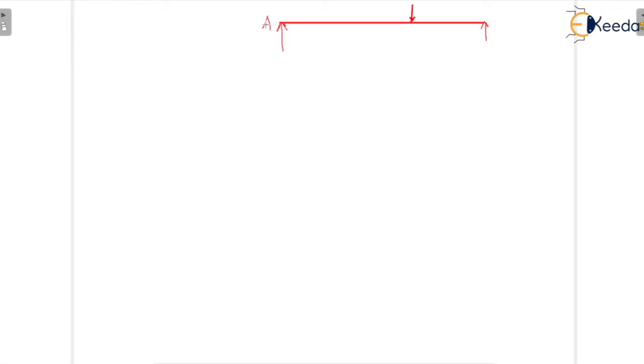This is support A, this is support B, this is a span L, and this is some load W acting over here. Now this distance a is from the left end, and b is from the right end. So what will be the reactions RA and RB? When you remember your previous semester, when you calculate reactions, we get RA equal to W into b by L, and RB equal to W into a by L. This will be your reaction when such a load is acting.